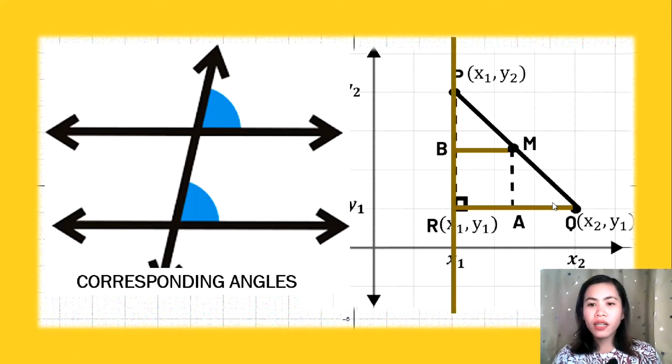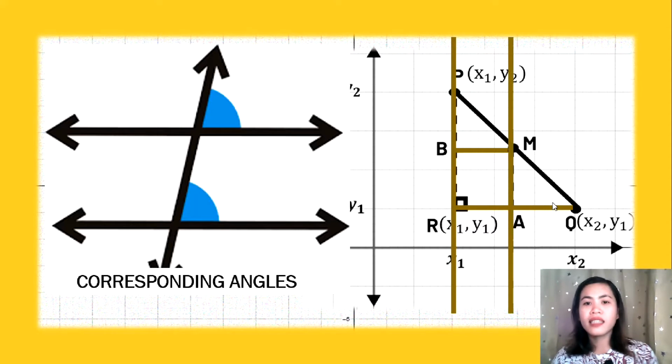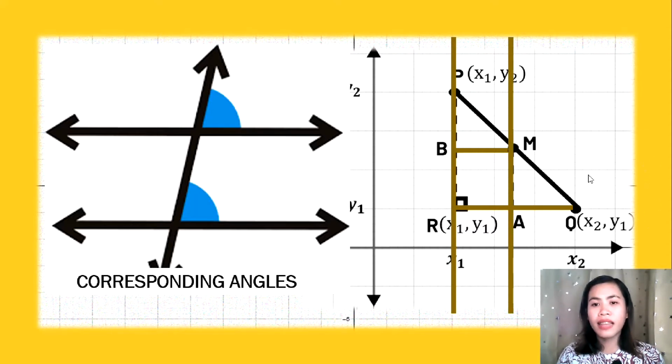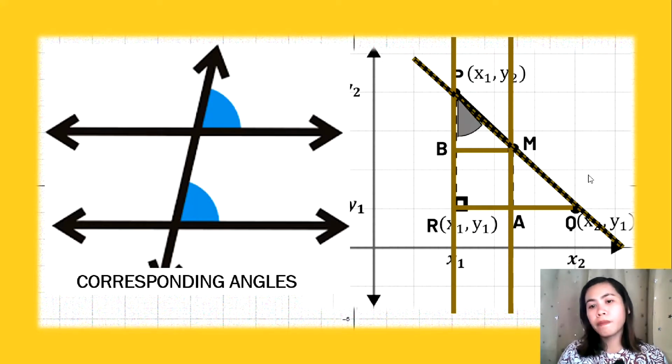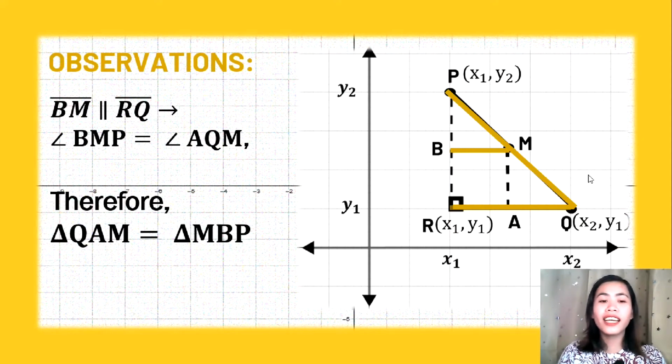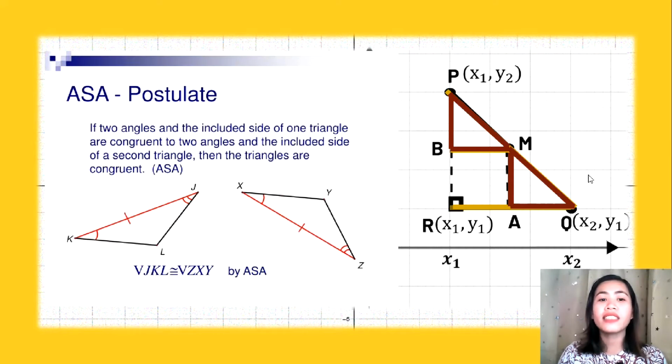Same with kung ito yung gagawin natin na parallel lines. So, line segment PR and line segment MA are parallel lines. And line segment PQ, siya yung magsaserve na transversal natin. This time naman, ang corresponding angles na na-formed ay angle BPM and angle AMQ. So, they are congruent. Therefore, triangle QAM is congruent to triangle MBP. Bakit? Masasagot naman to ng isa sa video na pinanood nyo, which is the ASA postulate.